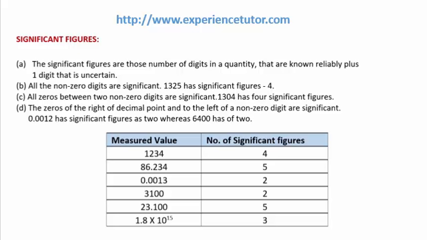1234 has 4 significant figures. 86.234 has 5 significant figures. 0.0013 has 2 significant figures. 3100 has 2 significant figures. 23.100 has 5 significant figures. 1.8 times 10 to the power 15 has 2 significant figures.